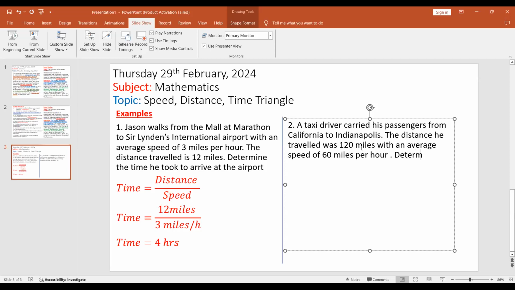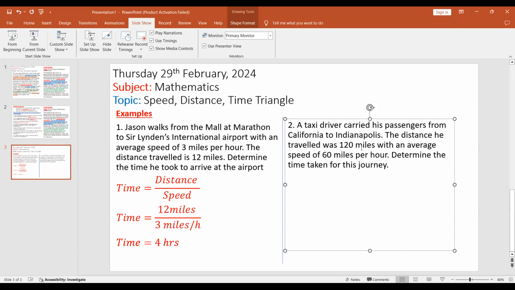Determine the time taken for this journey. So he carried his passengers from California to Indianapolis. How far was the distance between the two destinations? 120 miles.